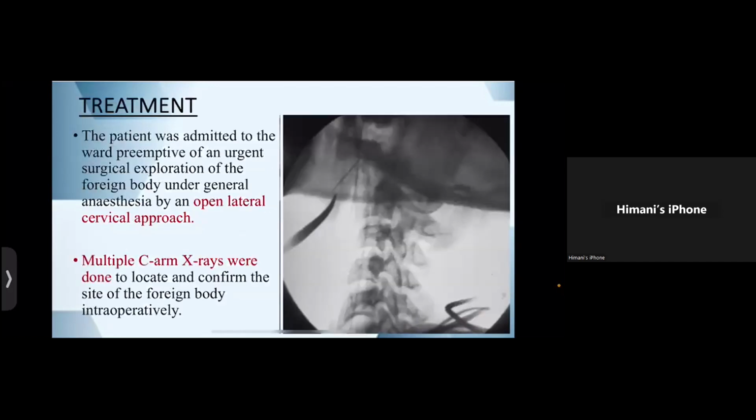After making the diagnosis, we proceeded with the treatment part. The patient was admitted to the ward for an urgent surgical exploration of the foreign body under general anesthesia by an open lateral cervical approach. Multiple C-arm X-rays were done to locate and confirm the site of the foreign body intraoperatively. So this is an intraoperative picture taken with a C-arm X-ray to locate the foreign body.